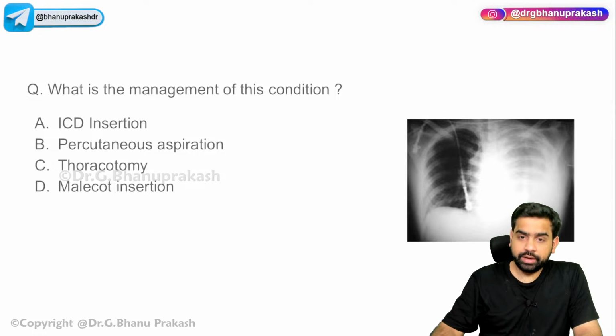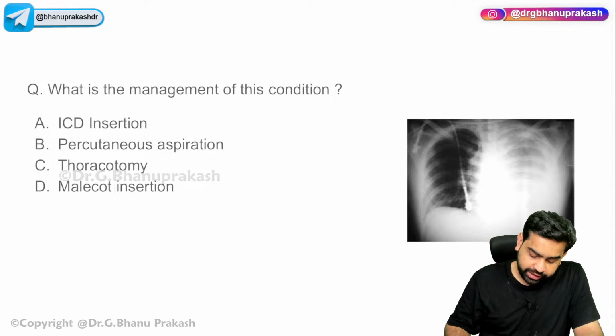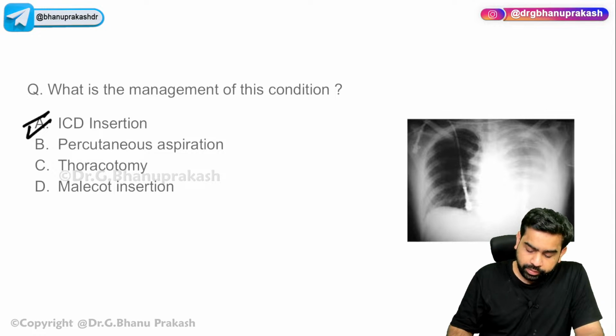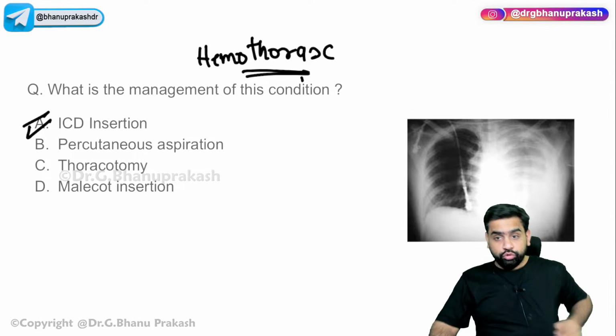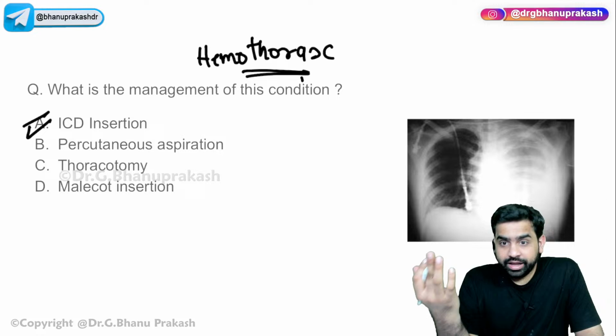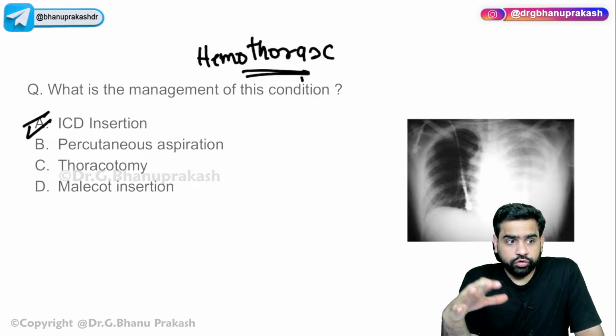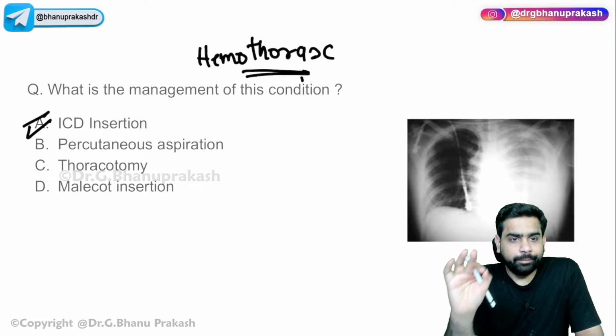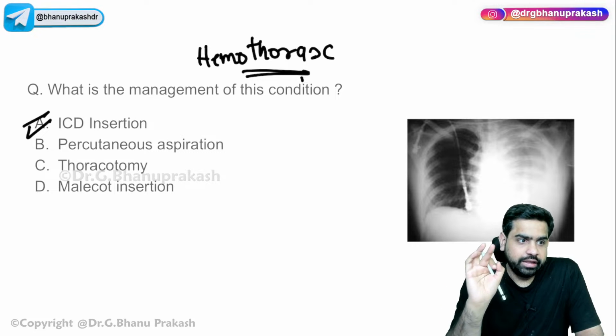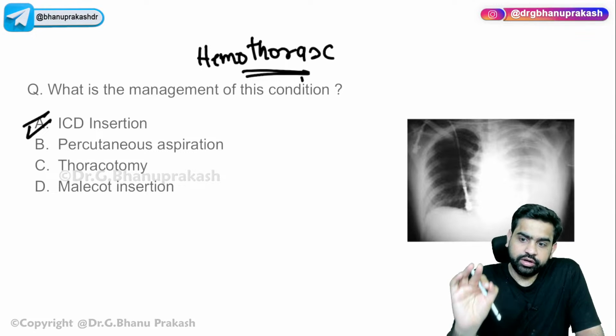The management of this particular patient is going to be ICD, intercostal drainage insertion, because here probably the patient is having a hemothorax. The patient might also be having a pleural effusion. Because the history has not been given, and the image of your hemothorax and the pleural effusion is very much similar. But in both scenarios you have to insert an intercostal drain in these patients.